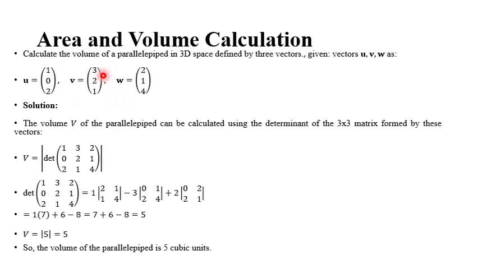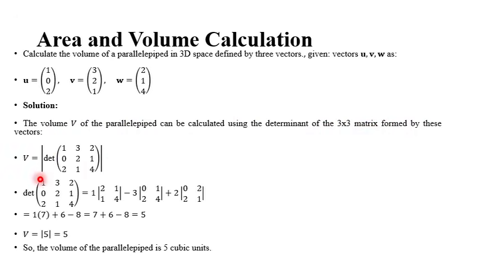Another example, let's calculate the volume of a parallelepiped in 3 dimensional space defined by three vectors u, v, and w. This is vector u, this is vector v, this is vector w. So the solution to this, I mean the volume of the parallelepiped, can be calculated using the determinant of the 3 by 3 matrix formed by these vectors.